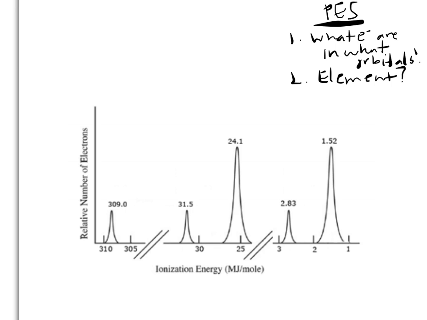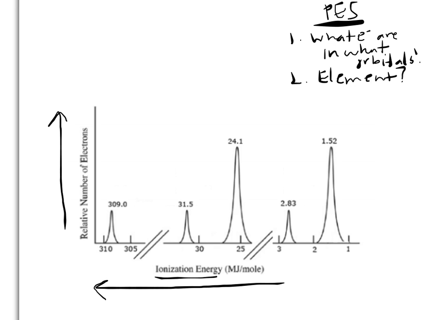Well, the y-axis is the relative number of electrons. So as you go up on the y-axis, that's saying there are more electrons the higher the peak is. On the x-axis, notice it's a little bit inverted. The x-axis is the ionization energy in megajoules per mole. And notice the numbers get bigger as you go to the left.